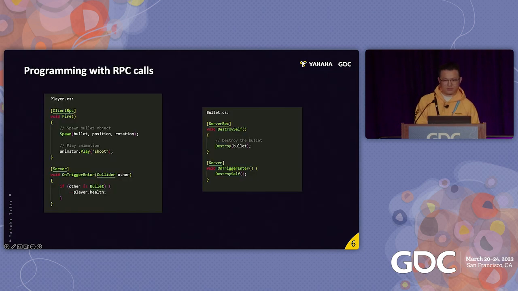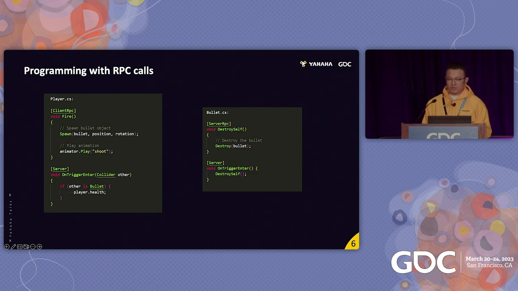Okay, let's take a look at that sample. It's a very simple sample to see how we usually create a shooting function in a multiplayer game using OOP. We create two classes, one for player and one for bullet. To make it work, you need to implement an RPC method on the client side to spawn a bullet object and also play an animation of shooting. And on the server callback, to handle damage done to the player when hit by the bullet.